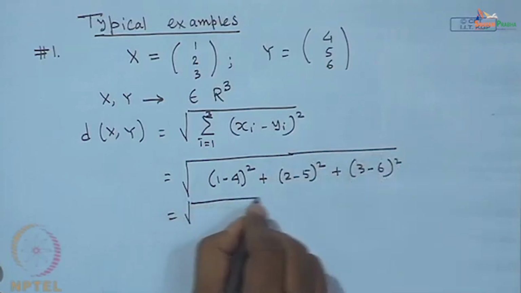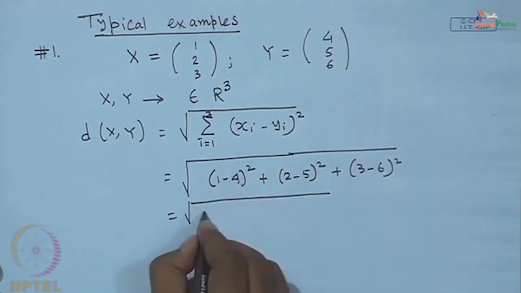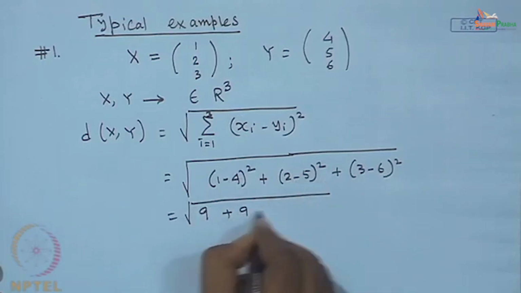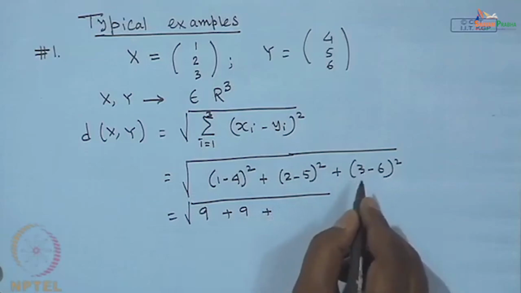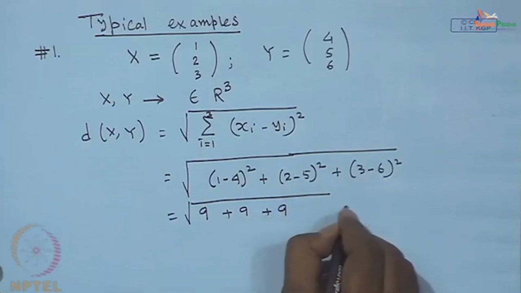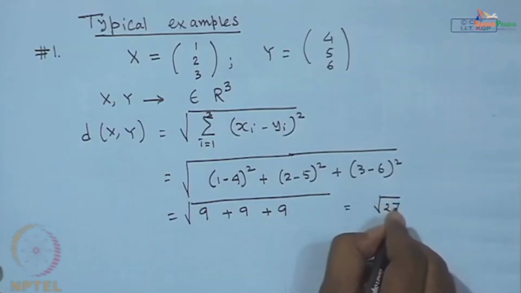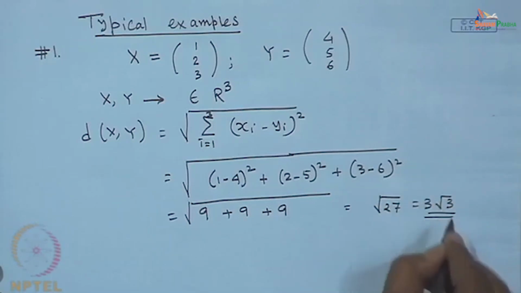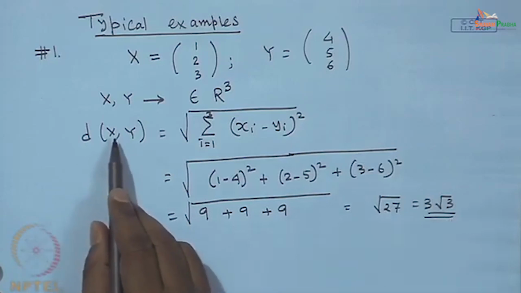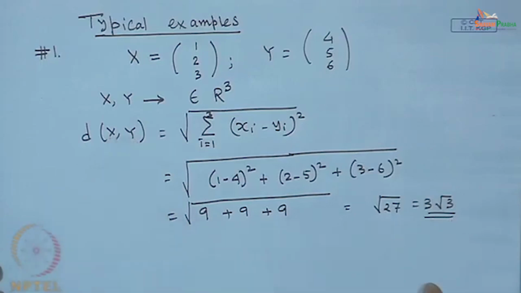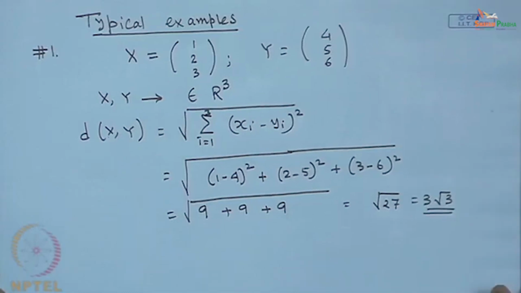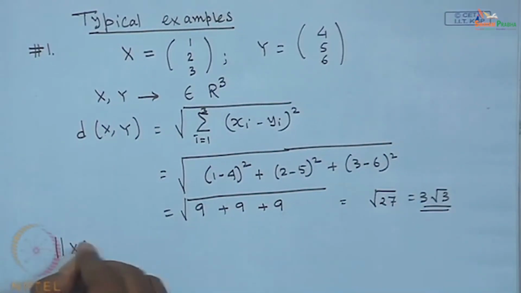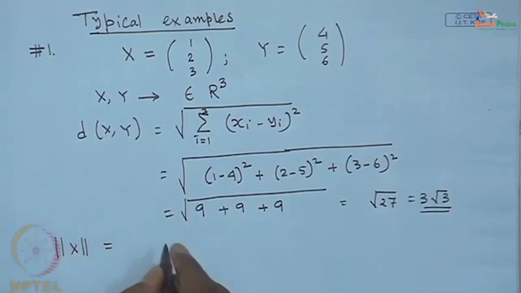So, what we will be getting is minus 3 square, so it is 9, plus minus 3 square, so it will be 9, plus minus 3 square, so it will be 9. So, you will be getting root over 27 or 3 root 3. That is the metric between the vectors x and y. So, it is the distance between the two vectors x and y. Next, we define what is the norm of x.